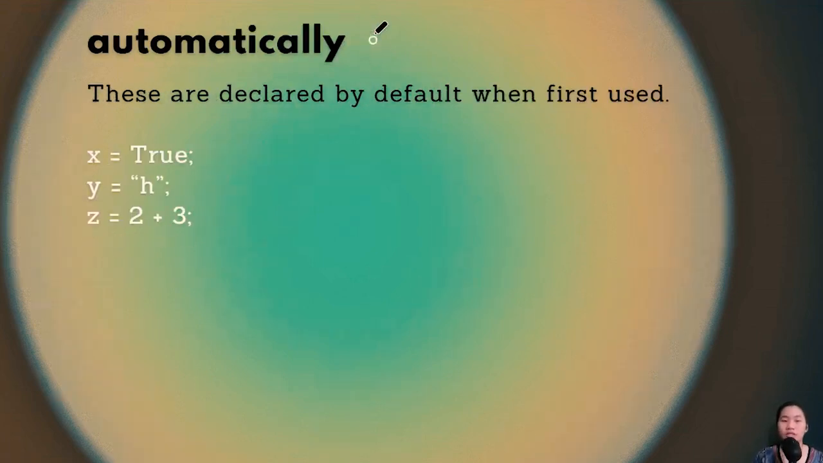Now, what does automatically mean? These are declared by default when you first write them in. For example, x equals true. So we already have an x, and we already assigned it the value of true. And the same with y, we assigned it the character h. z is the evaluation of 5, because 2 plus 3 is an expression that evaluates into 5. So this is what it means when you just declare a variable as is without the usage of any keyword.